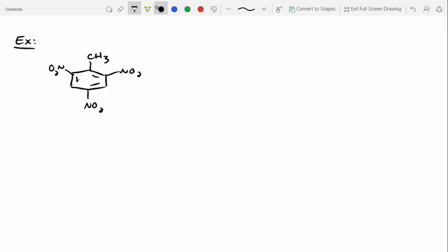What's the parent in this system? Toluene, right? If we look at it, we've got this parent system where we've got this toluene group, and then we can go through and we can number this, essentially 1, 2, 3, 4, 5, 6, right? So if we name this, we could call it 2, 4, 6 trinitrotoluene.